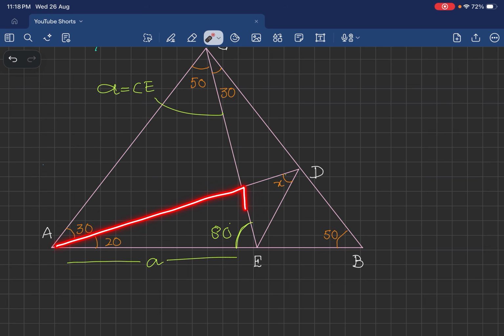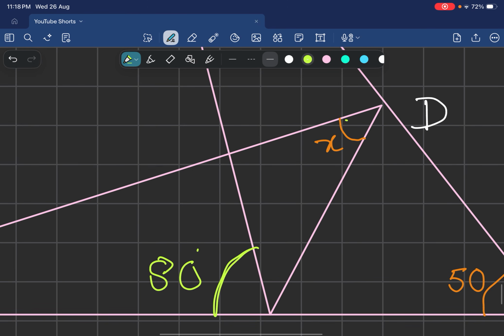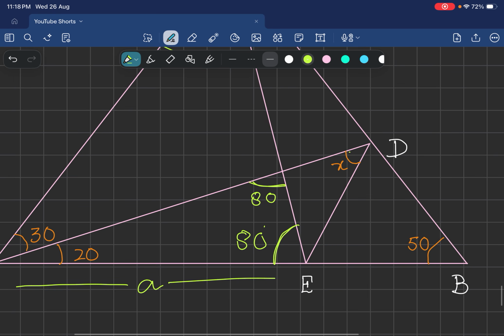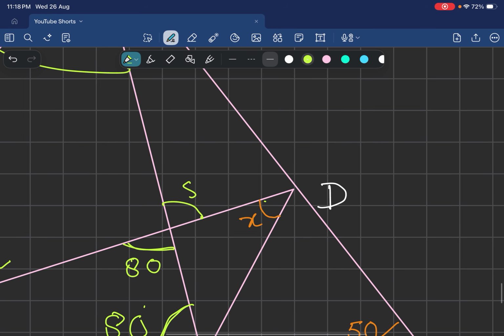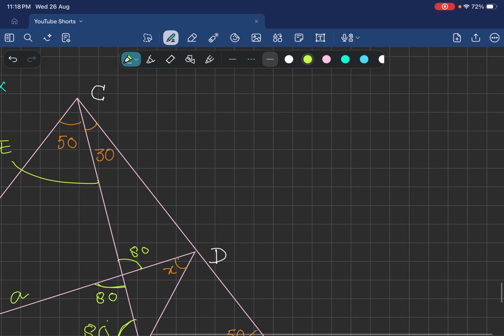Now I want you to look at this triangle right over here. If this is 20 and this is 80, then what will this angle be? This angle will be 80 as well, which means these two sides will be equal, which means this will be A as well. So if this is 80, this is going to be 80 as well, and this side will be A as well. By vertical angles, this will be 80 as well.